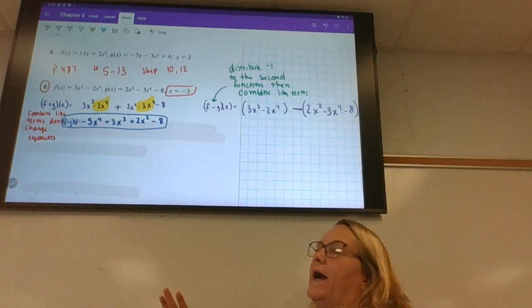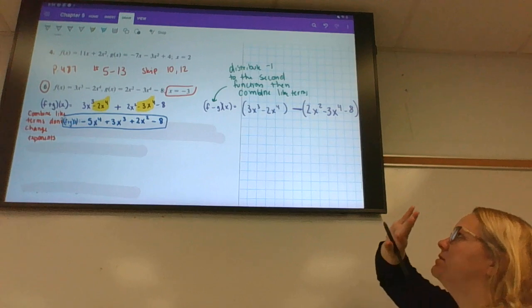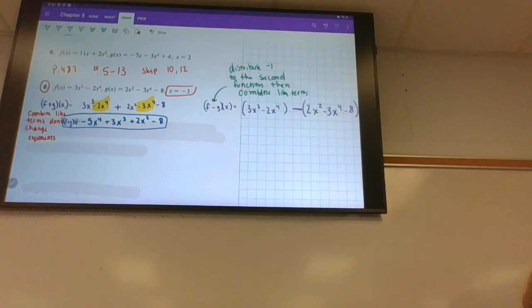So with the adding, I didn't even need parentheses. It was real simple, combine like terms. With subtracting, I have to be a little bit more careful because I'm going to distribute negative 1 to that whole second function, and then combine like terms.